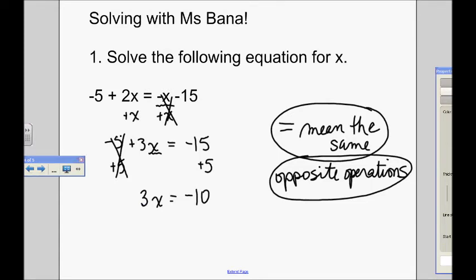Last but not least, to isolate the x, I have to get rid of this times 3. So I'm going to divide both sides by 3. These 3's reduce, and I'm left with x equals negative 10 over 3. I can't reduce 10 over 3, so I just leave it in fraction form.